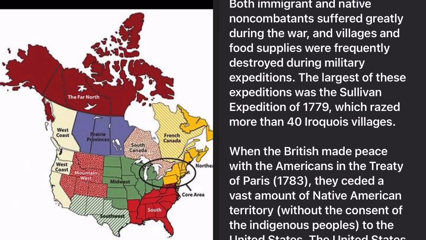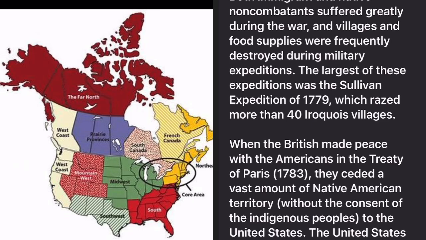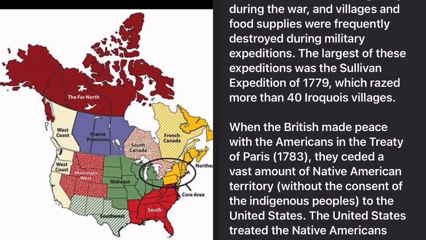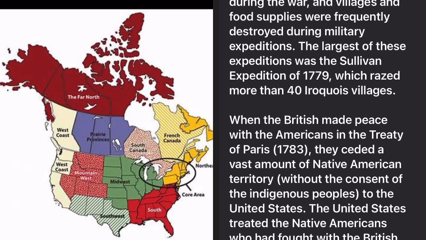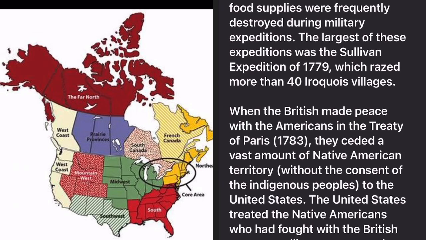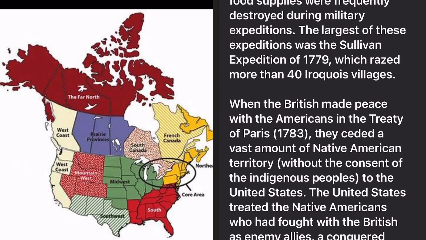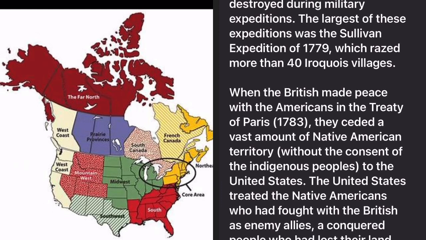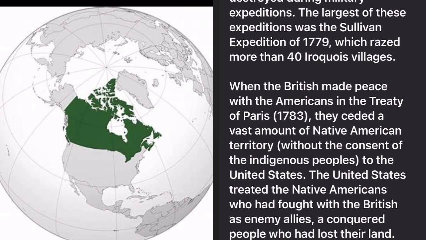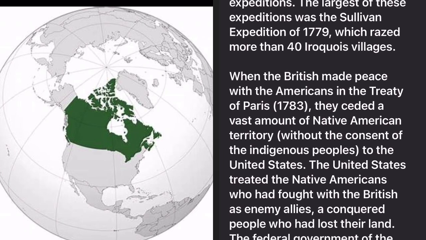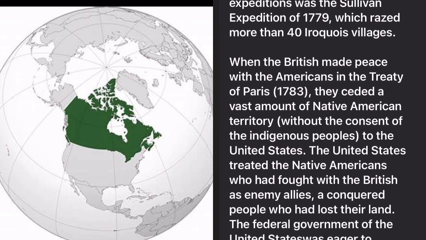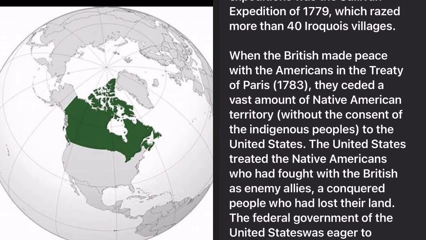Both immigrant and native non-combatants suffered greatly during the war, and villages and food supplies were frequently destroyed during military expeditions. The largest of these expeditions was the Sullivan Expedition of 1779, which razed more than 40 Iroquois villages. When the British made peace with the Americans in the Treaty of Paris, 1783, they ceded a vast amount of Native American territory, without the consent of the indigenous peoples, to the United States.